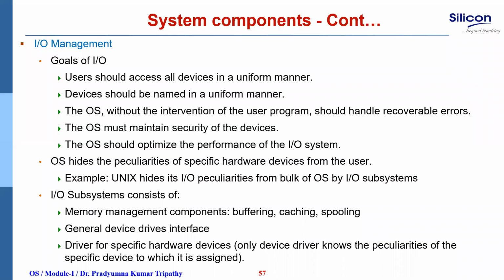And caching is generally used for storing some frequently accessed items so that every time I don't have to go to the source, I can get it from there itself. So the memory management techniques for the IO are also kept inside this IO subsystem itself.